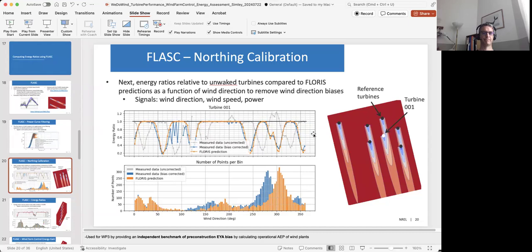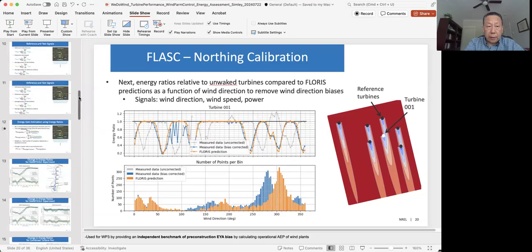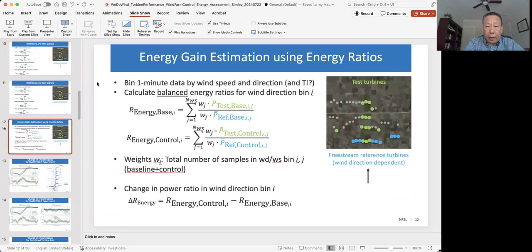Okay, Erica, I have a few more questions. One clarification question on your slide number 12, and I think the same notation appears in the other slides. You have the W sub j in both the numerator and denominator. I suppose one is associated with the test turbine and the other with a reference turbine. So that W is going to be different depending on the number of samples associated with the different turbines. Is that right?